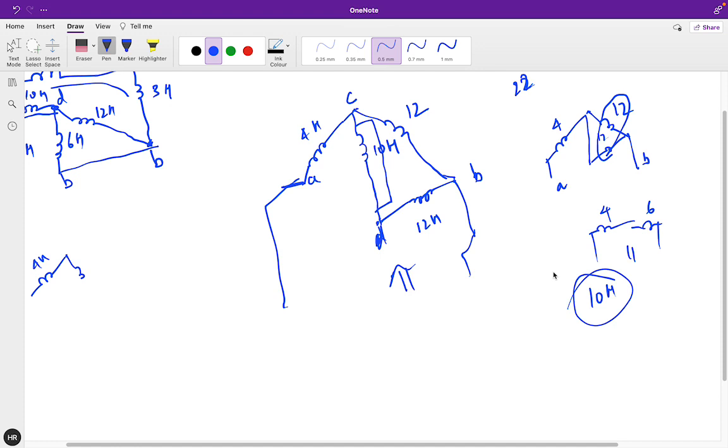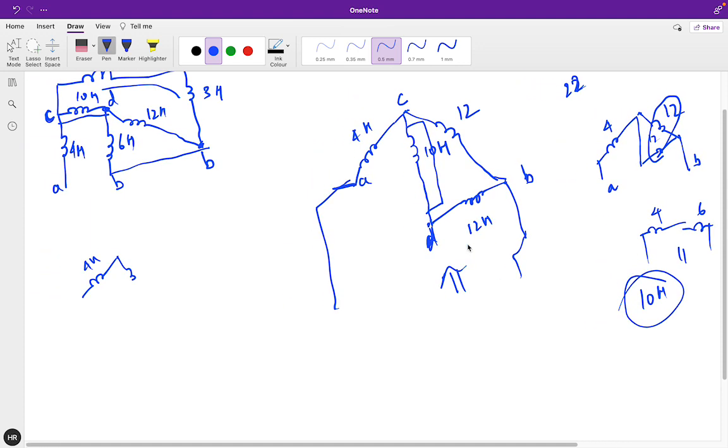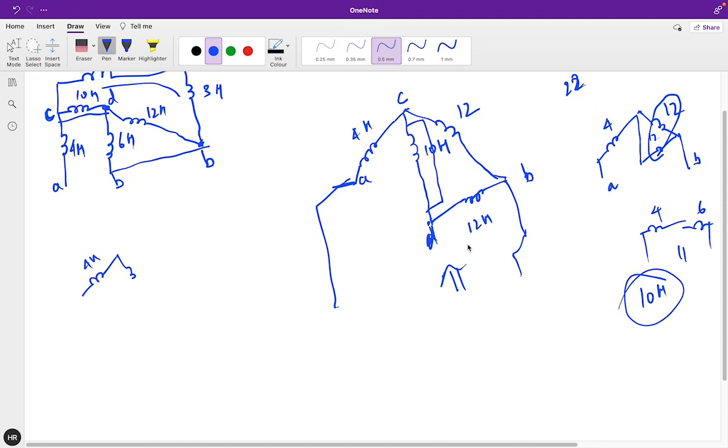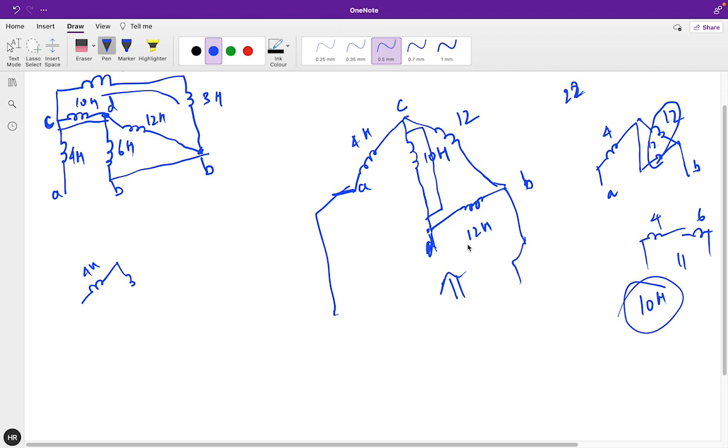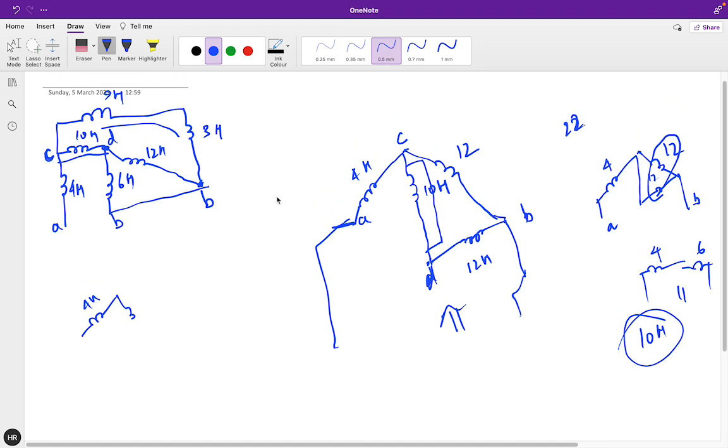But we are not having the answer as 10 Henry. 7 Henry is the answer, sir. 7 Henry? How? Sir, 9 plus 3, 12 Henry. 12 Henry is then parallel with again 12 Henry, then it will become 6 Henry, and then 6 Henry plus 6 Henry parallel with Henry. One minute. Explain from the beginning.